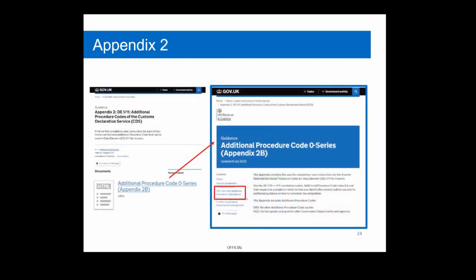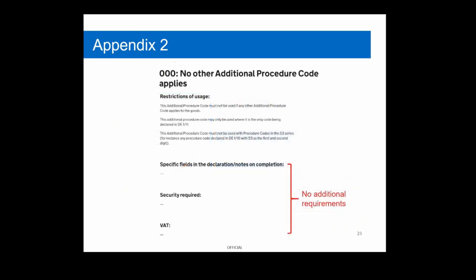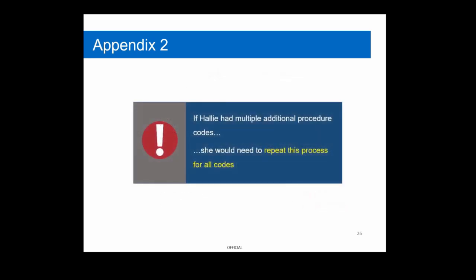Next, Hallie returns to Appendix 2 to find her additional procedure code, 000. She scrolls down to the specific fields in the Declaration Notes on Completion section within her procedure code. For Hallie's example, there are no additional requirements. If she had multiple additional procedure codes, she would need to repeat this process for all codes.